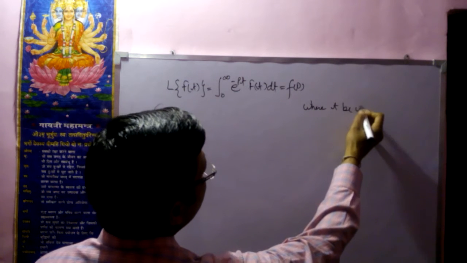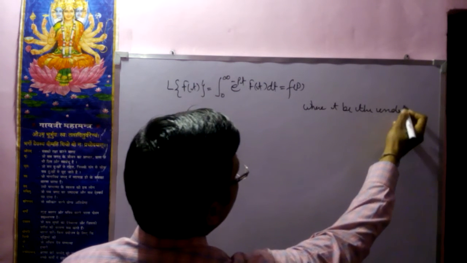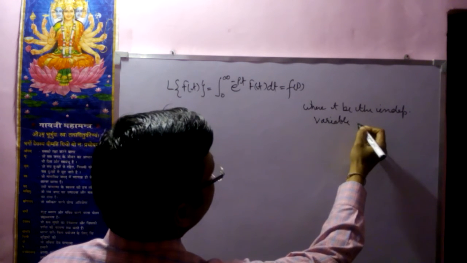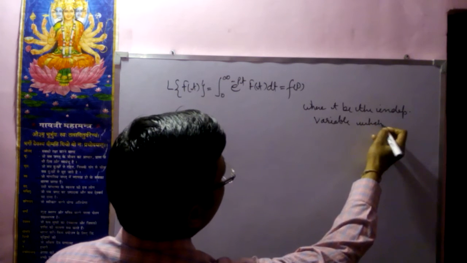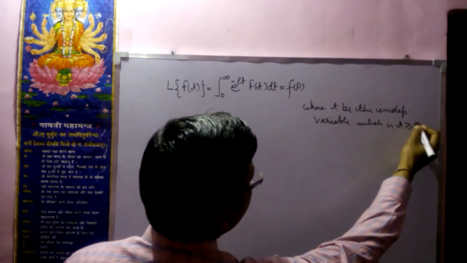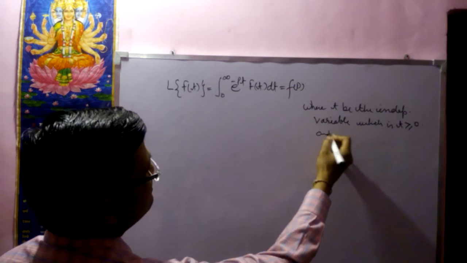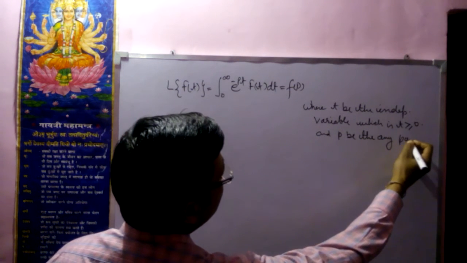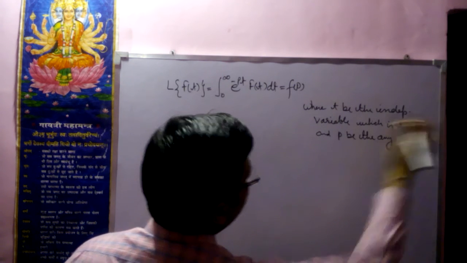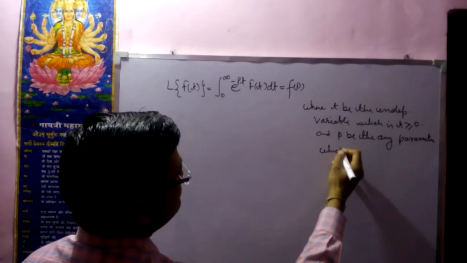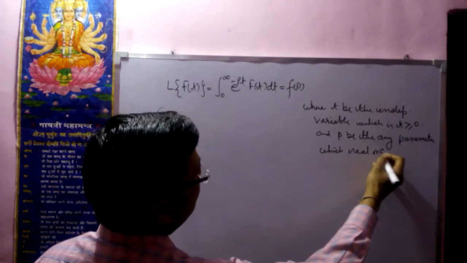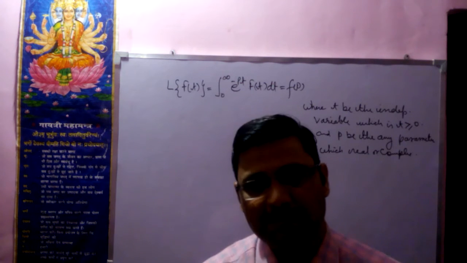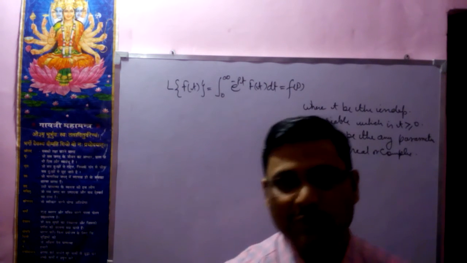where t is the independent variable, which is t greater than or equal to 0, and p is any parameter, which is real or complex. Actually, the Laplace transform is mainly used to convert the time domain to the frequency domain.